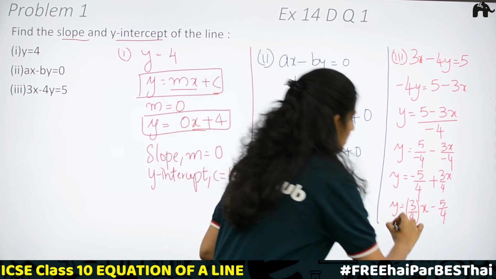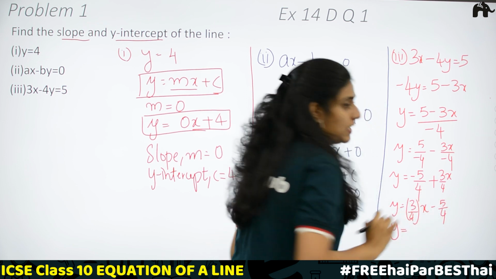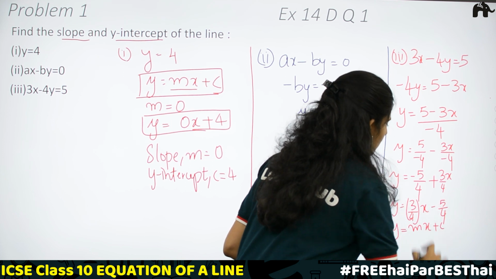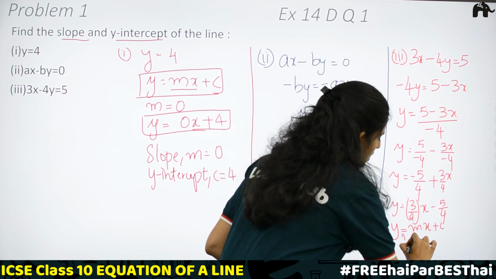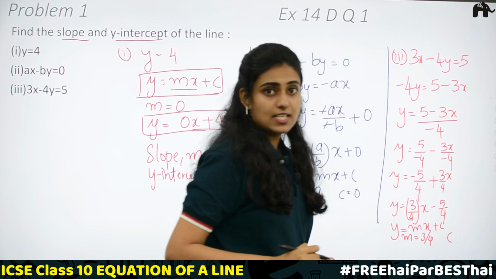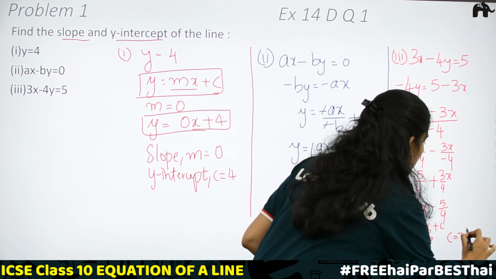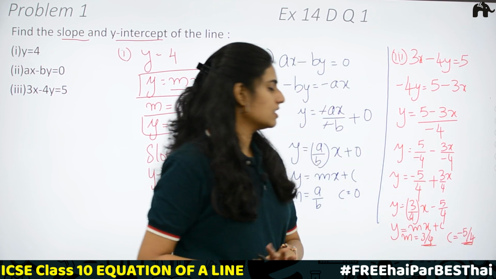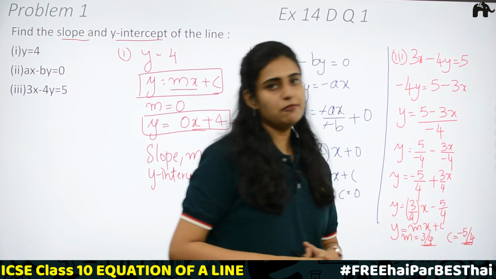Comparing it with the slope-intercept form, y is equal to mx plus c, we get slope m is equal to 3 by 4 and the y-intercept c is equal to minus 5 divided by 4.